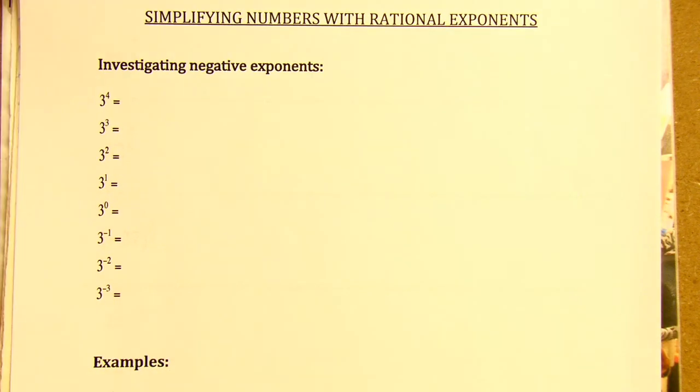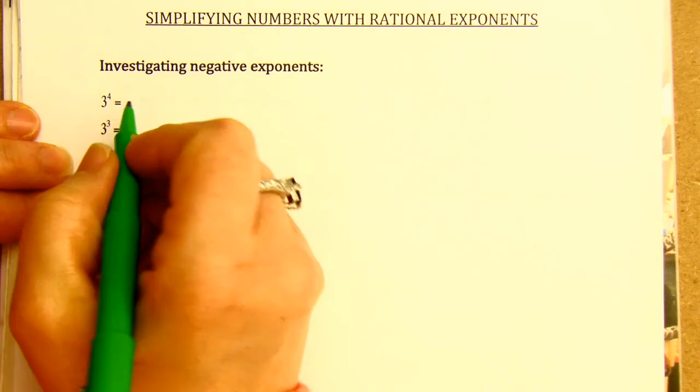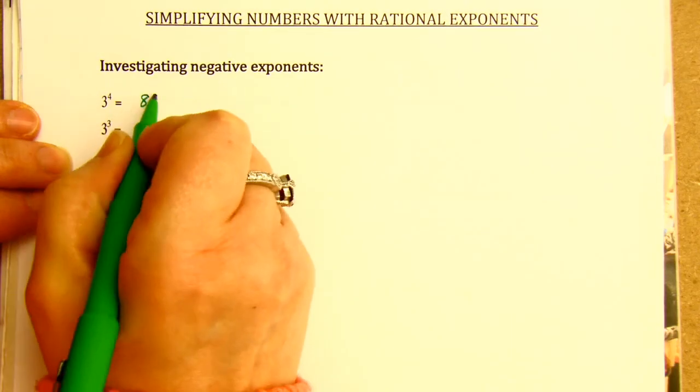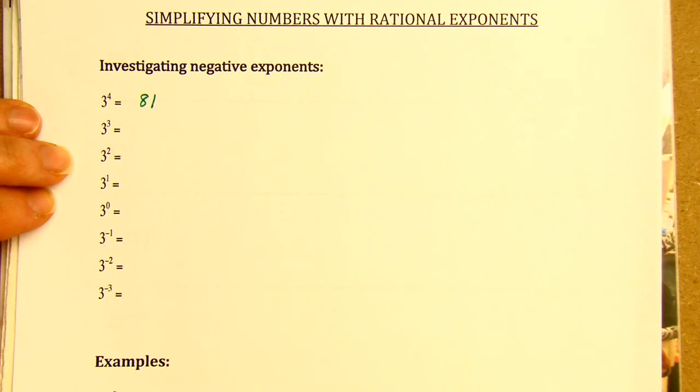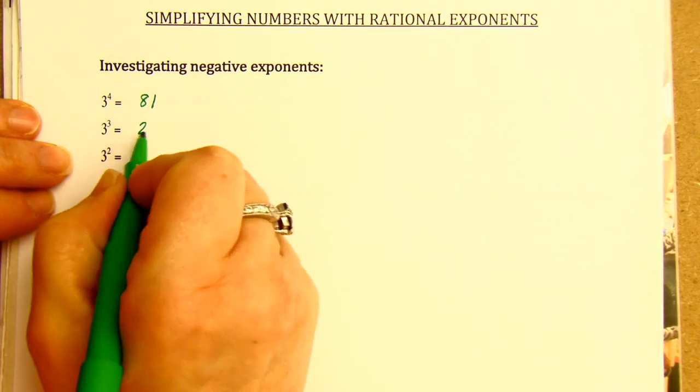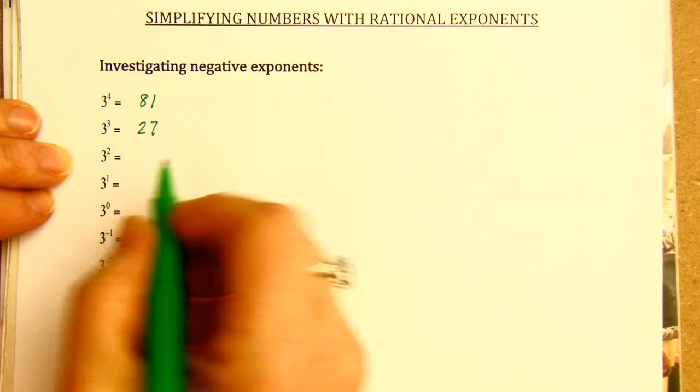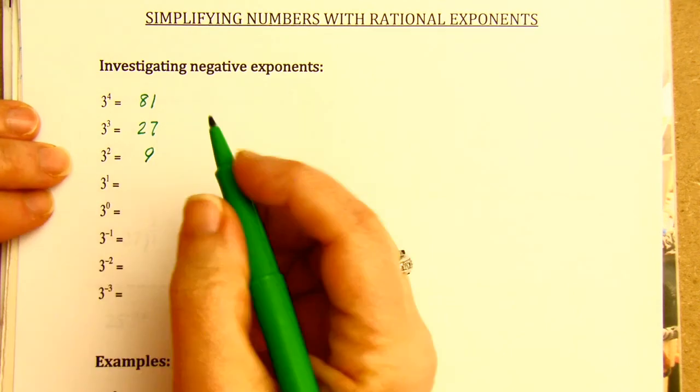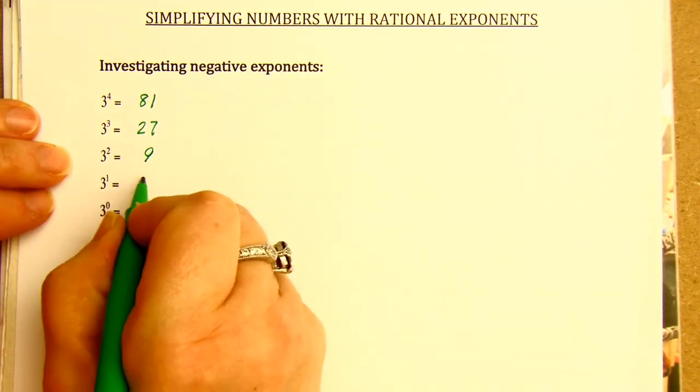look at a pattern. So 3 to the 4th, well, 3 to the 4th is 3 squared times 3 squared, and 3 squared is 9. 9 times 9 is 81. So 3 to the 4th is 81. And 3 cubed is 27. 3 squared is 9. And 3 to the 1st is 3.